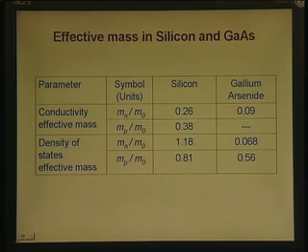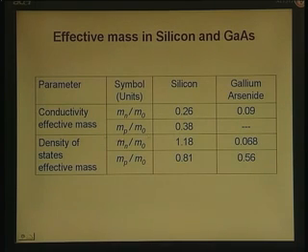So specifically, what is important to see here is, if I take the density of states effective mass, which is the value that should be used if you want to estimate Nc or Nv, the effective density of states, that is where this is to be used. Then in silicon, the electron is heavier than the hole. That is what is important. The electron is heavier than the hole.